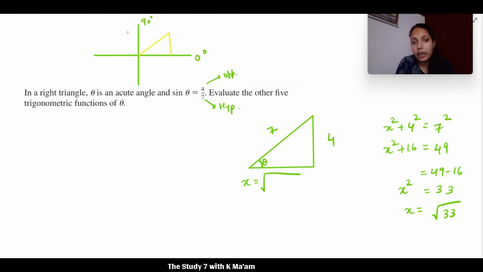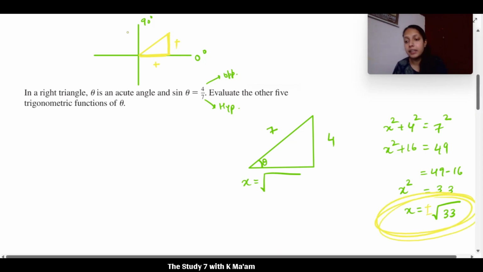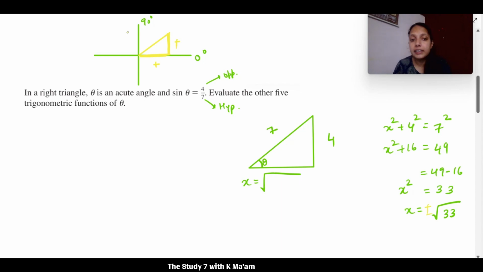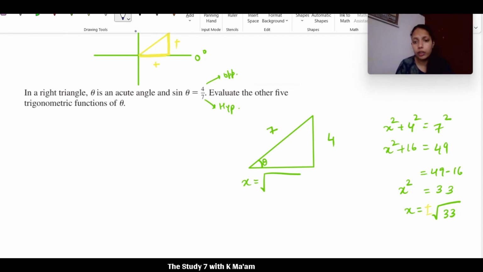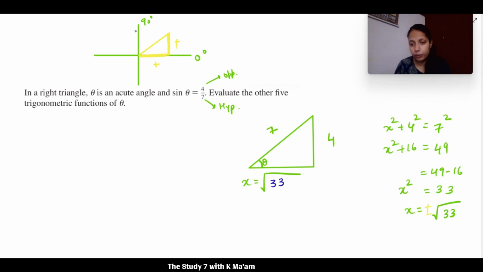In the first quadrant, your x value is positive, your y value is positive. Hypotenuse is always positive. Because here you are getting two x values, plus or minus square root 33, that's why I'm explaining this again. Because it is an acute angle, so first quadrant, x is positive, y is positive. Both sides are positive, so it is square root 33.